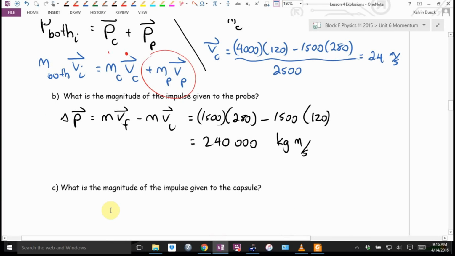Why can I do part C showing no work in my head without even thinking? What's the answer to part C? Yep. You know what? I'll even say negative 240,000. The capsule lost that much, the probe had to gain that much. That's the law of conservation of momentum. We've been doing it mathematically, the sum, but if you happen to know the numbers, you can kind of just reason your way to it as well.